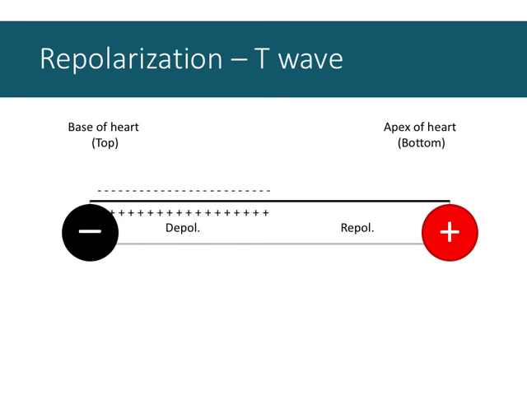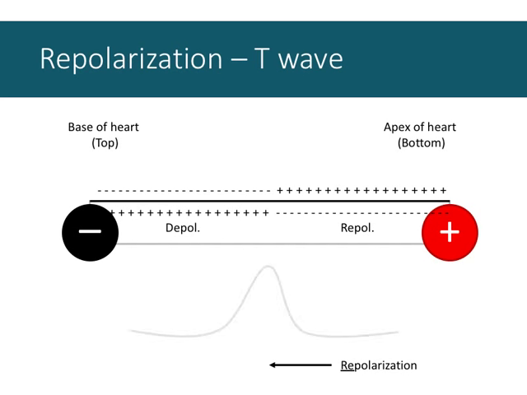If we have depolarized tissue or cells, as we repolarize, the inside of the cell becomes negative. Again, we return to our resting membrane potential. This often occurs in reverse. It's a negative wave towards a negative electrode. If we subtract a negative, we add a positive. It's an upwards deflection.